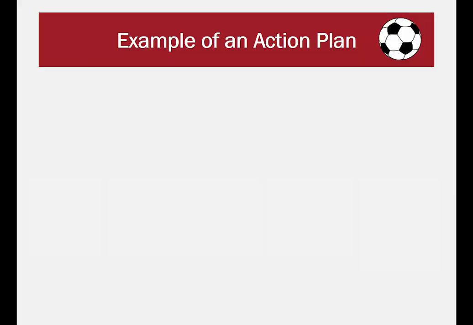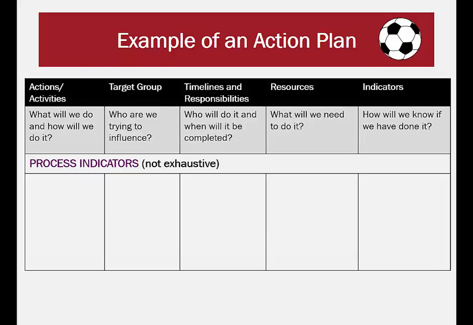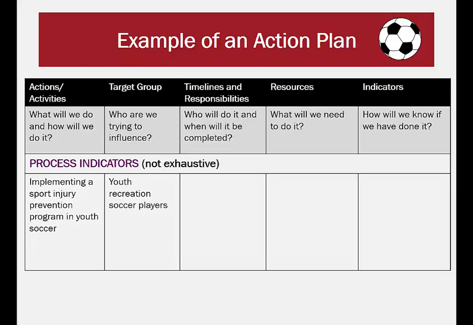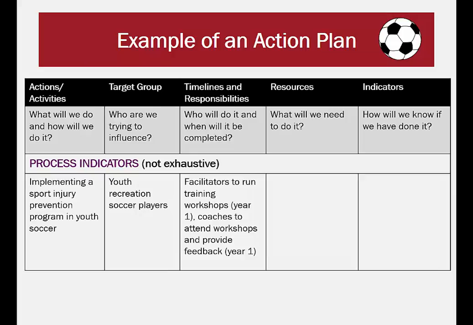Now, let's look at the process indicators for the Youth Soccer Sport Injury Prevention Program. Actions/activities and target group are the same as the previous slide. Timelines and responsibilities. In year 1, facilitators will run training workshops, and coaches will attend workshops and provide feedback. Resources. The resources needed are the coach's time, the program facilitator's time, and funding for focus groups.